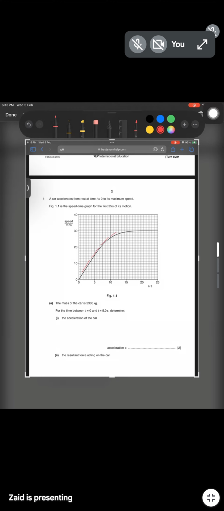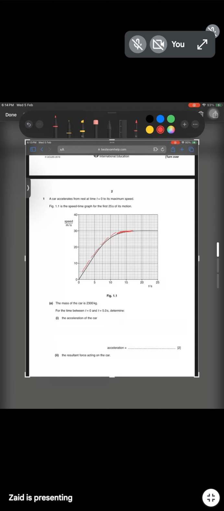The graph was a straight line between it, but now it is curving. So we can see non-uniform decreasing acceleration. The car is having non-uniform decreasing acceleration because the gradient of the speed is getting less steep.